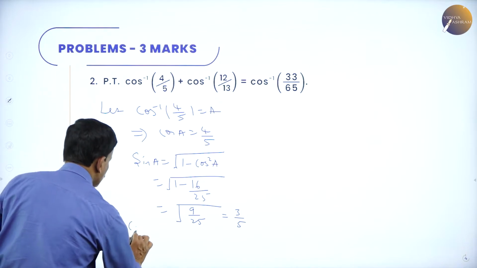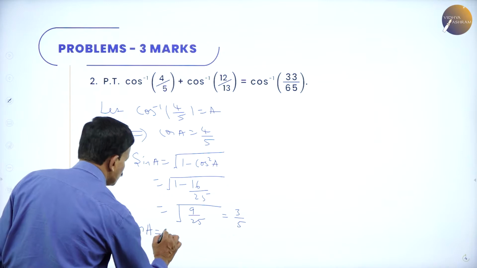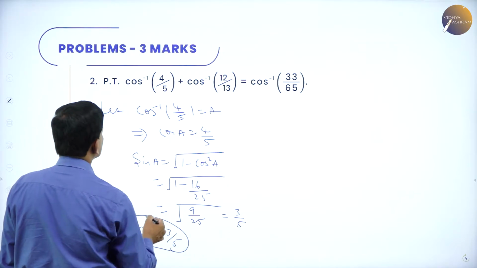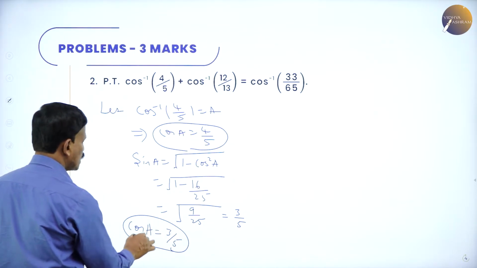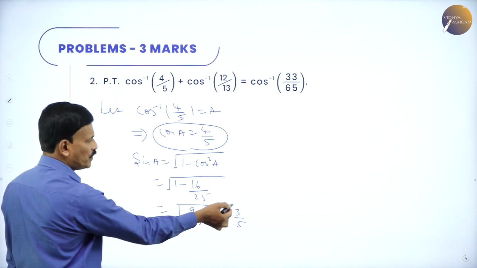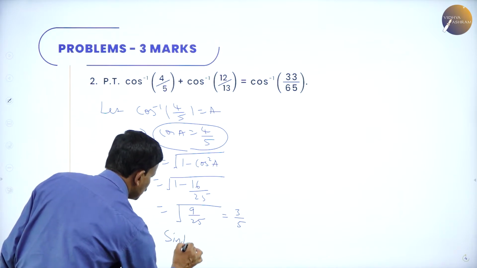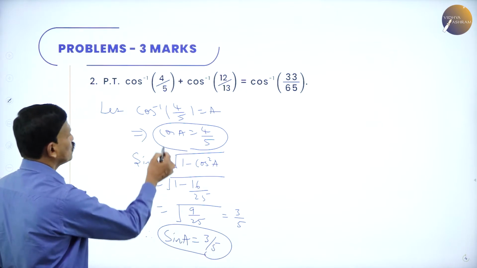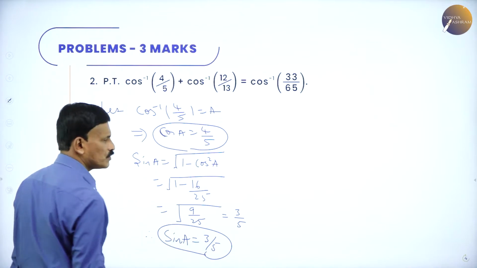So cos a is equal to 4 by 5, and this is sin a, not cos a, sorry. Root of 9 by 25 is equal to 3 by 5. Therefore, this is sin a. Sin a is equal to 3 by 5 and cos a is equal to 4 by 5.